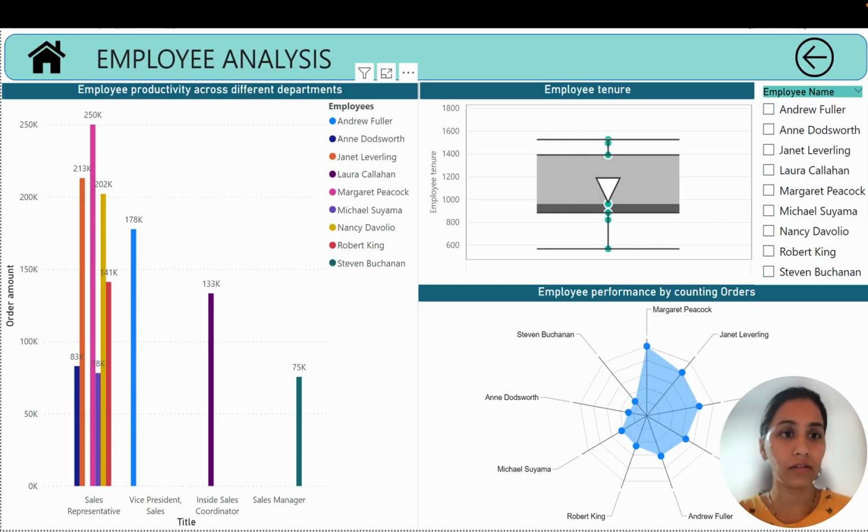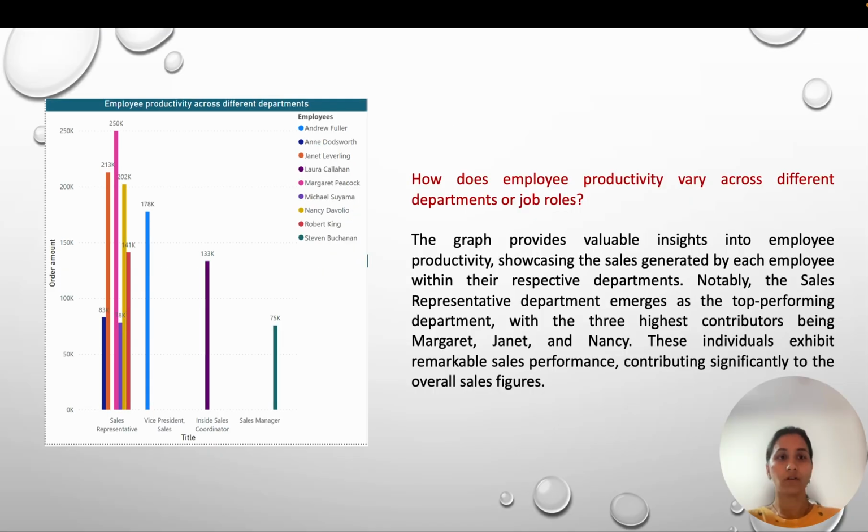Now this is my dashboard for the employee analysis, which contains one slicer of employee name and three visualizations. The first question of employee analysis is, how does employee productivity vary across different departments or job roles? For this one, I have created a bar chart.